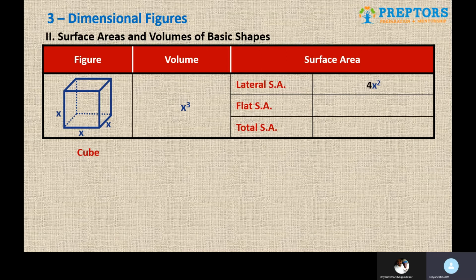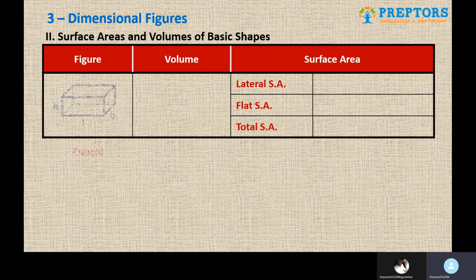Four walls having area 4x square. Flat surface area, top and bottom, again two squares, again 2x square. Addition of lateral and flat gives you the total surface area, which is 6x square. So as I promised you, if you remember the generic formulas of prism and pyramid, no need to memorize any of these formulae, you can derive them.